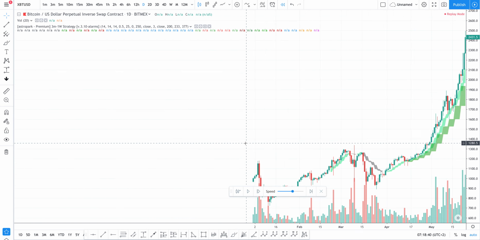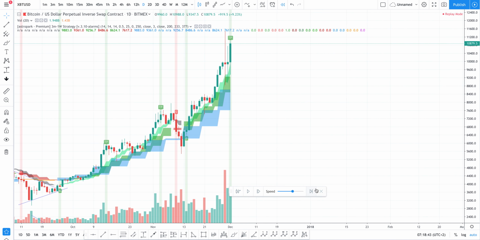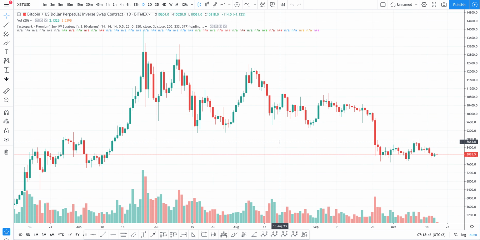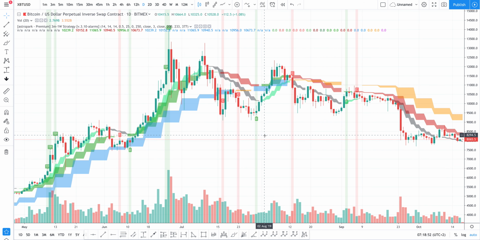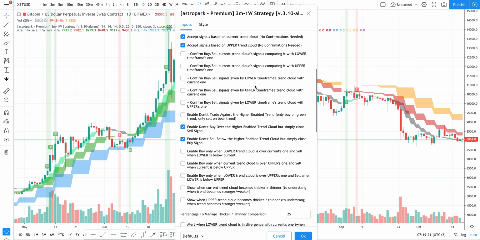Let's remove the replay mode, so you can see what it means. For example, a short was triggered here because we have a bearish trend, but we are below the higher trend cloud, so it's not a good short. Also here, this is not a good short. Despite we could have a profit here, it's too risky with this option active, of course.